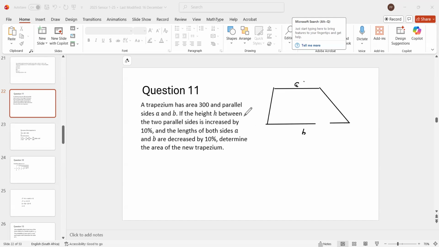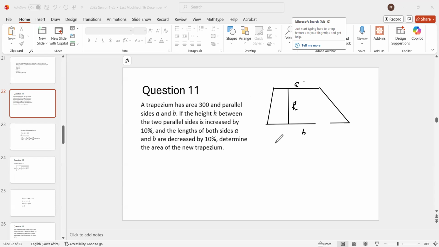If the height h between the two parallel sides is increased, so the height of the trapezium, what is the perpendicular distance between these two parallel lines? It's given the name h. Right, if the height h is increased, it's got area 300.